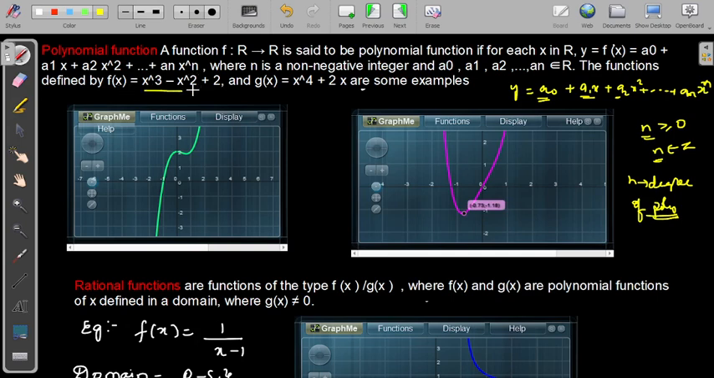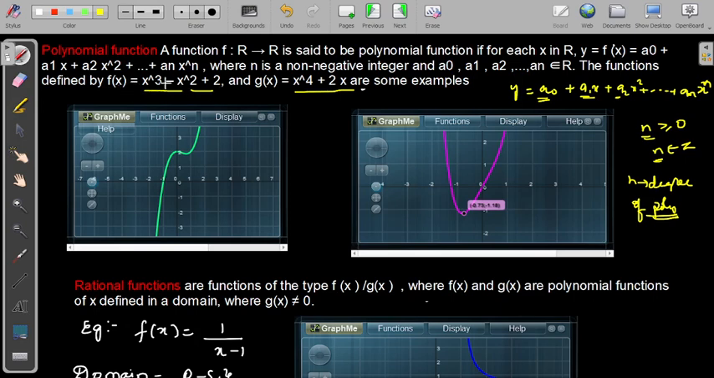It is a polynomial of degree 3, called a cubic polynomial. And x power 4 plus 2x is a polynomial of degree 4. The highest power of the variable x is 3, that's why the degree is 3. Here the highest power of the variable is 4, that's why we call it degree 4. It is a cubic polynomial, and this is a biquadratic polynomial.